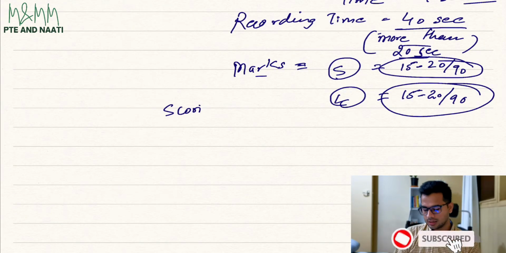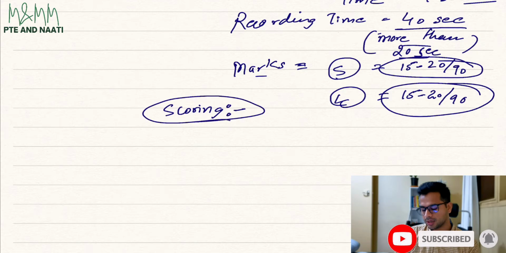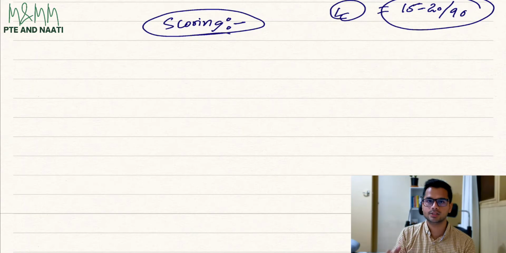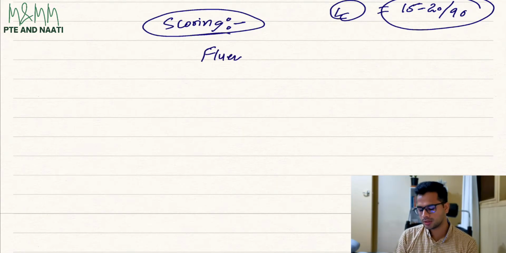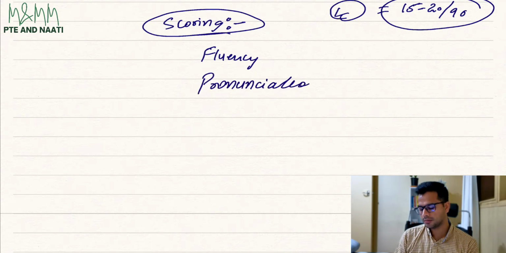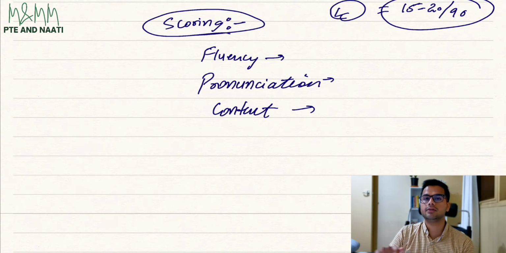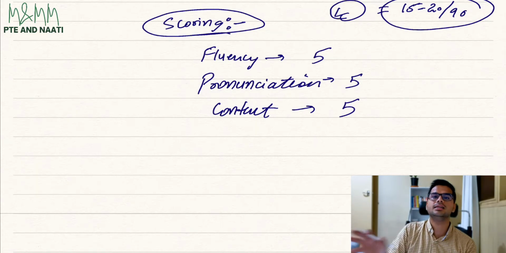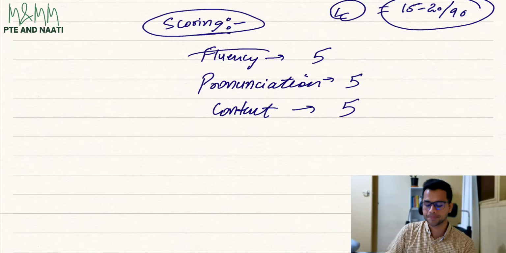Next thing is, how does the scoring happen for this particular component? Now scoring can be divided into 3 different parts in the real exam, starting with your fluency. Then we have pronunciation, and finally we have content. So one Retell lecture is divided into 3 different components, and this is how a computer would be checking your answer. Each component is worth 5 points. It's a scale of 1 to 5, 5 being the highest, then 1, 2, 3 and 4 in between.